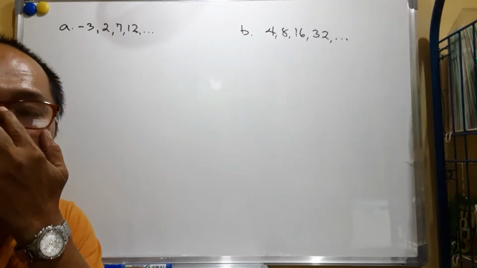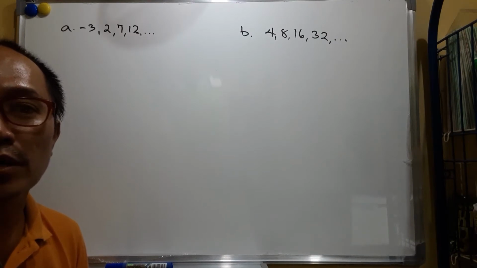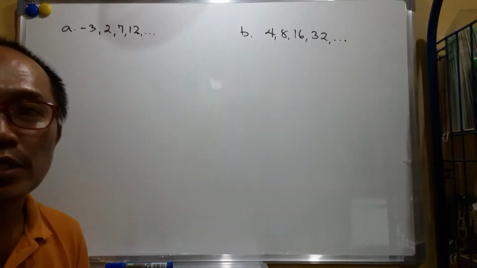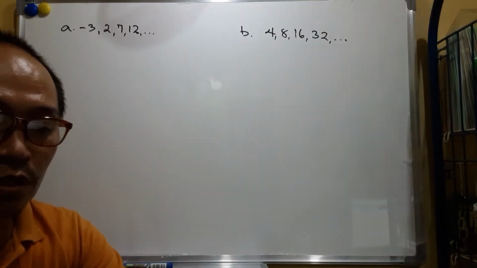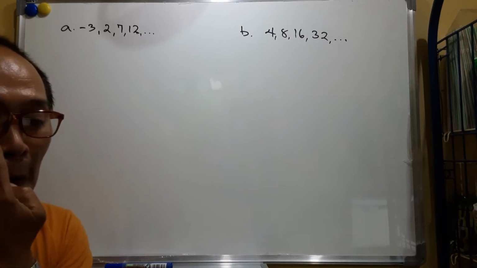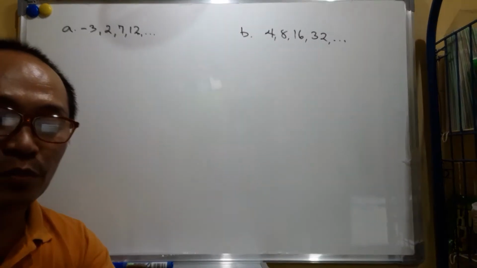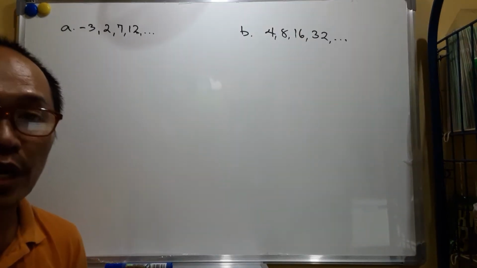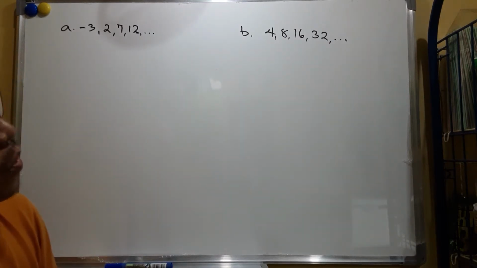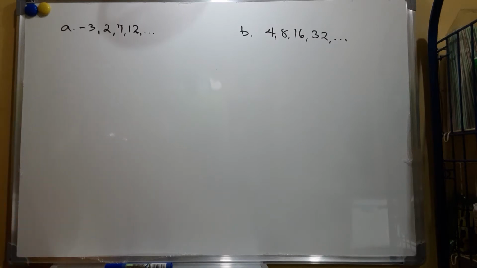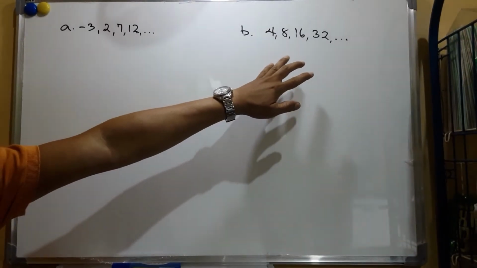So I am recording now our lesson for the third week, which is finding the common difference and the end term in an arithmetic sequence. First of all, using the definition of arithmetic sequence, the common difference and specific term of a given sequence can be obtained. I have written here on the board two examples. The first one is negative 3, 2, 7, 12, and letter B is 4, 8, 16, and 32.